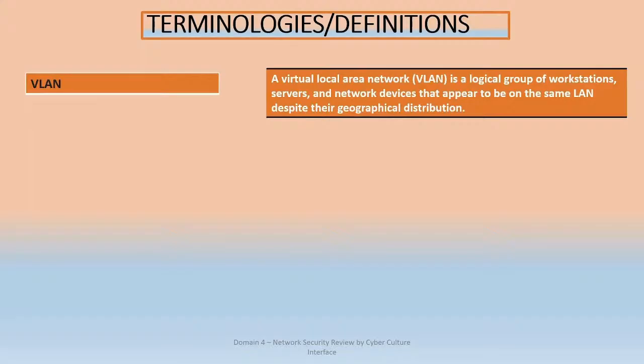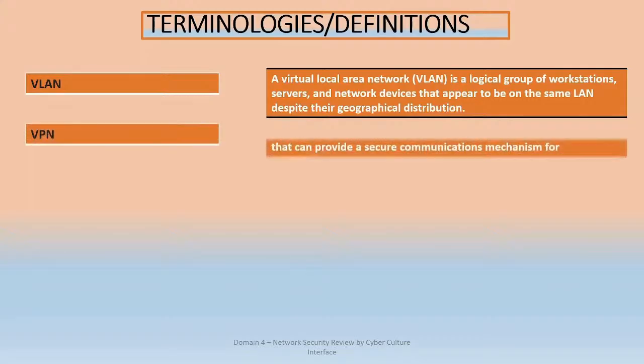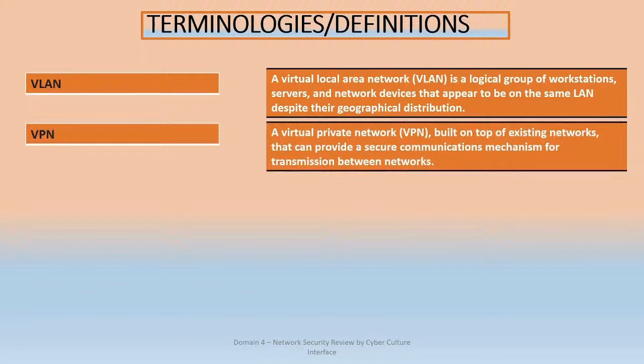Other terminologies include a VLAN, virtual local area network. It's a logical group of workstations. They may not necessarily be in the same physical or geographical area, but they are logically grouped together. They could be network devices or hosts that appear to be on the same LAN, but they may not be on the same geographical LAN. A device could be in Africa, another device could be in Europe, and they will be on the same VLAN.